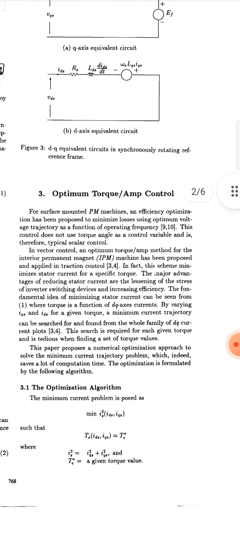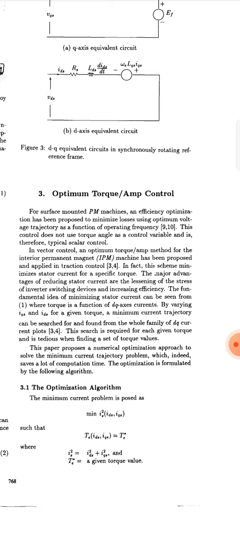Optimum torque per amp control for surface mounted PM machines and efficiency optimization has been proposed to minimize the loss as a function of the voltage trajectory versus frequency. This control does not use the torque angle as a control variable and is therefore typical scalar control. In vector control, optimization of torque per amp for interior permanent magnet IPM machines has been proposed.